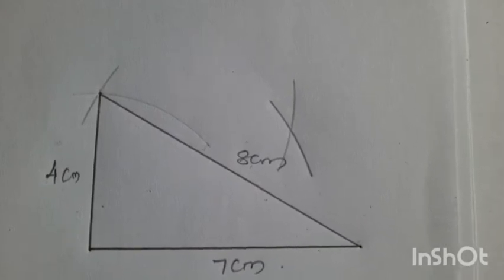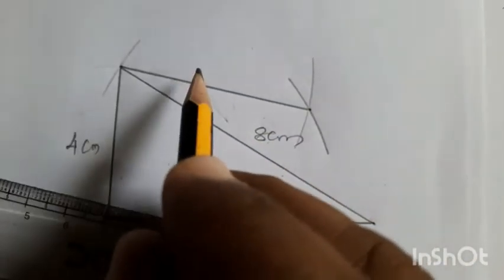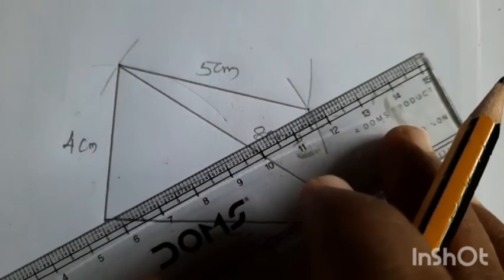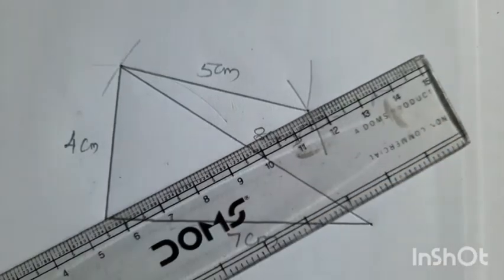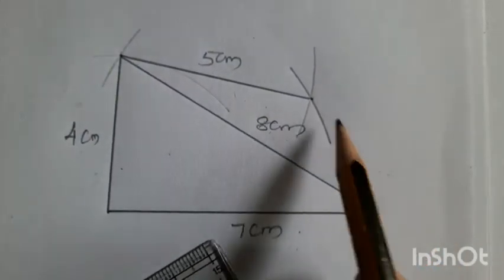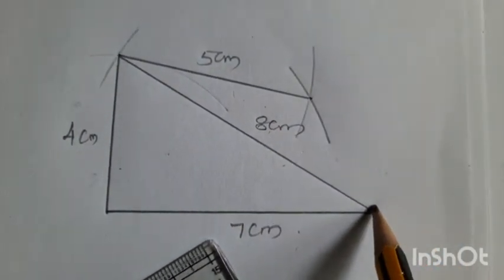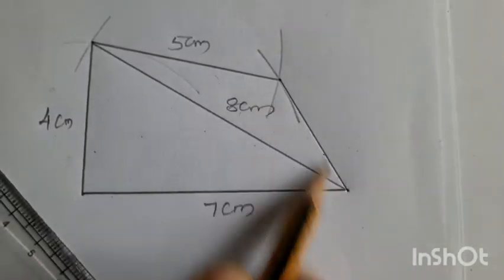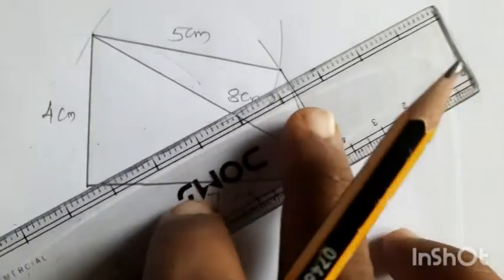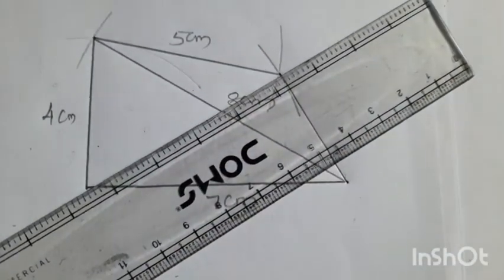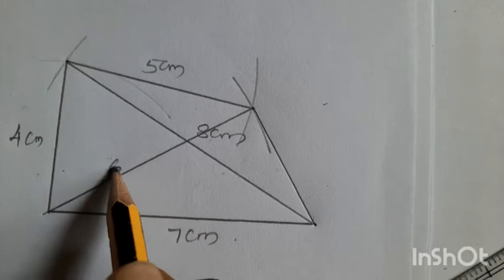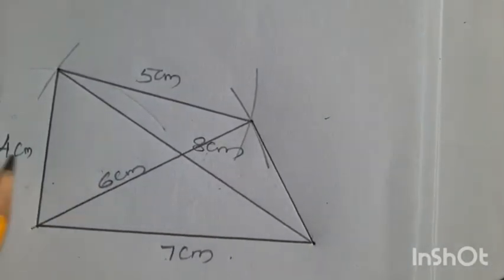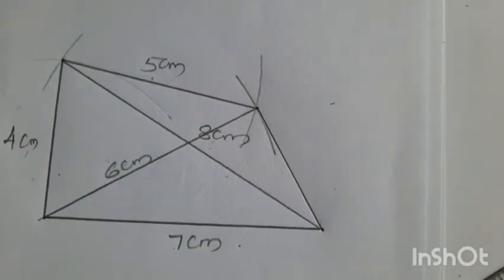Then join the lines. Draw the 5 centimeter line first. Then you can draw the next diagonal, 6 centimeter. And this value is not given, so you can directly join the line and complete the quadrilateral. Draw the line from here and complete the diagonal of 6 centimeter. 6 centimeter and 8 centimeter diagonals, and sides 7, 4 and 5 centimeter.